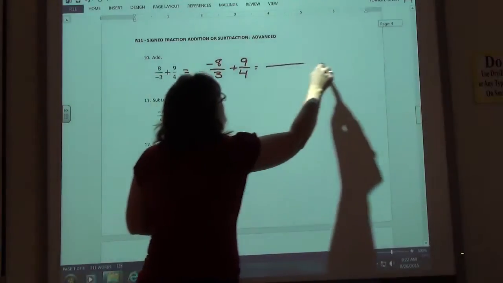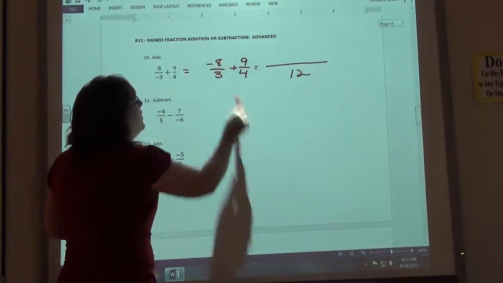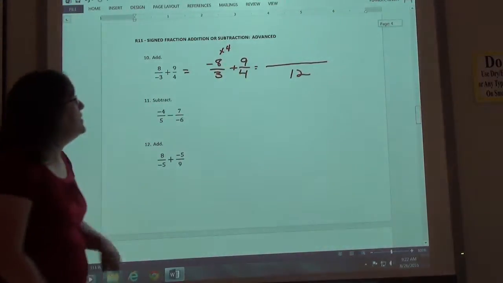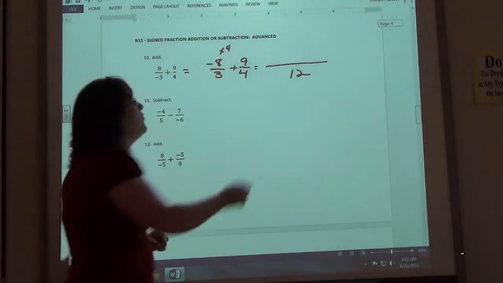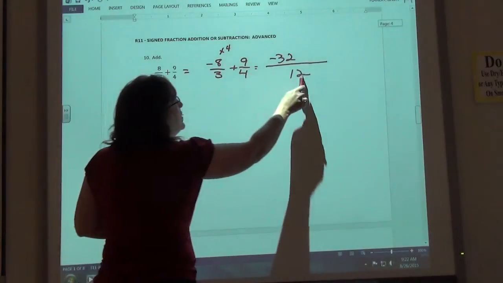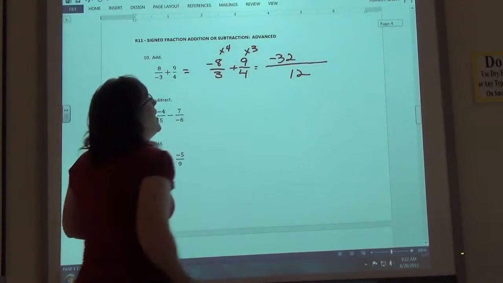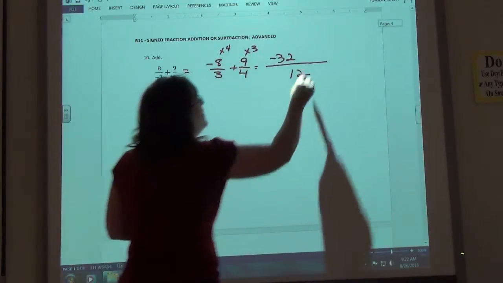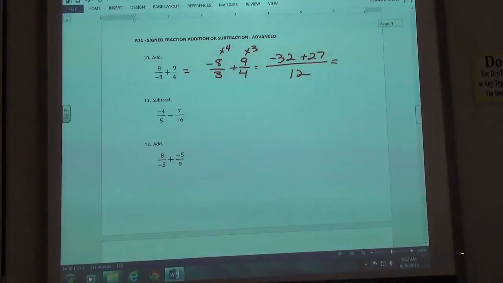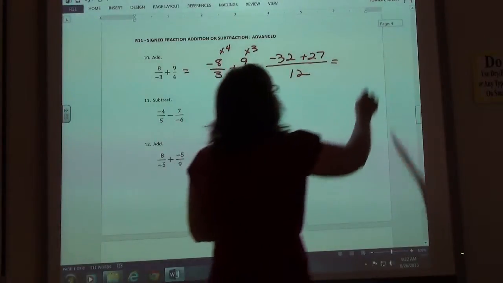And so my common denominator is 12. 3 goes into 12 4 times. Negative 8 times 4 would be negative 32. 4 goes into 12 3 times. 3 times a positive 9 is a positive 27. And then negative 32 plus 27 would give me negative 5 twelfths then.